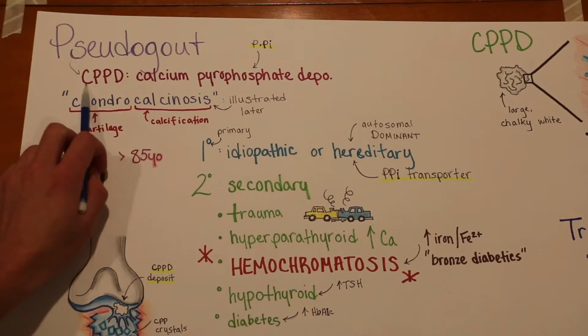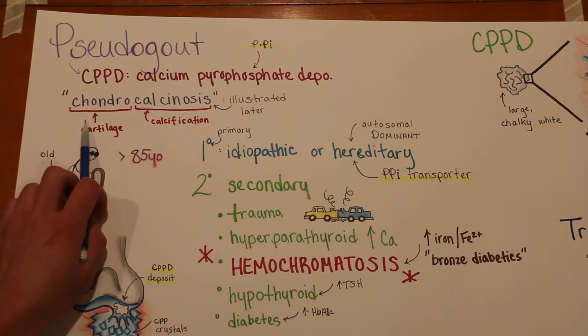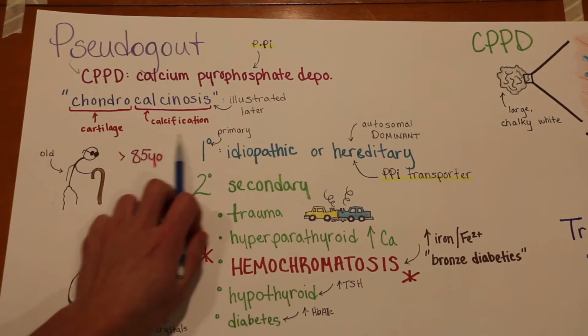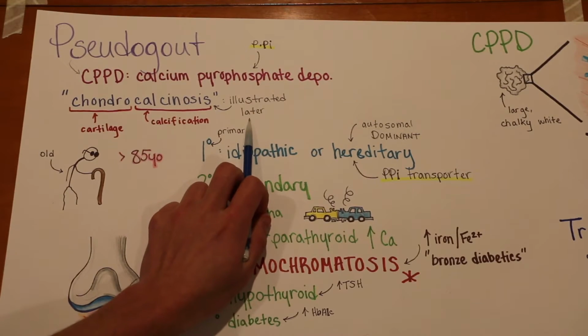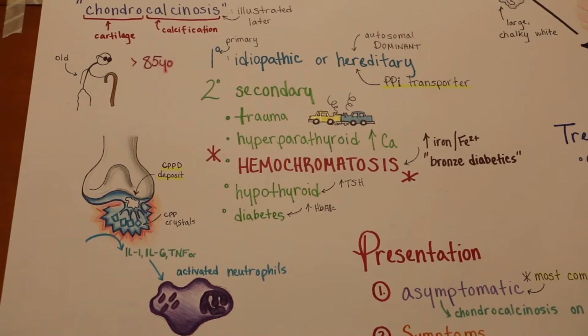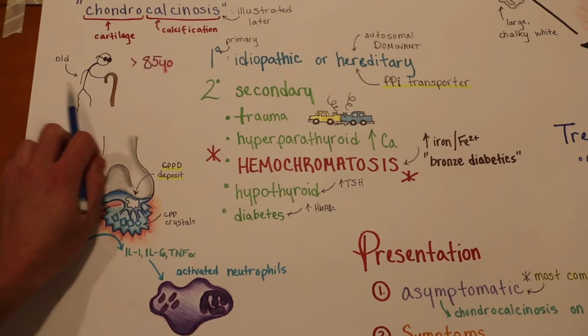The difference is the composition of crystals, risk factors and associations, and clinical findings. CPPD disease is also known as chondrocalcinosis. Break down the name. It's calcification of cartilage. Chondro is cartilage, calcinosis being calcification. I'll show an example of what this looks like on an x-ray later. Typically, a CPPD patient is over 50 years old, majority being over 85.